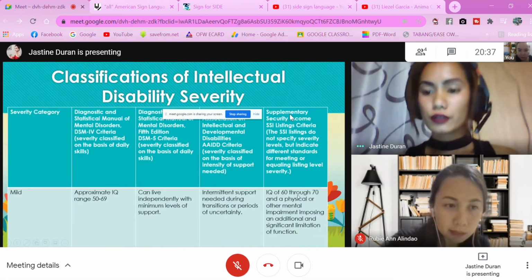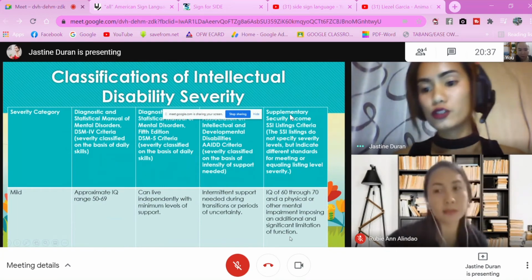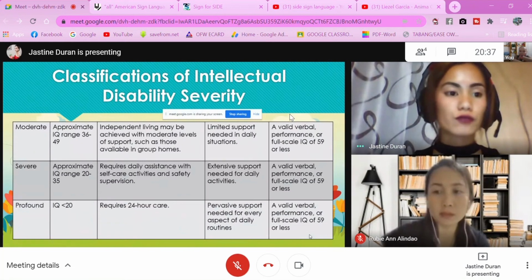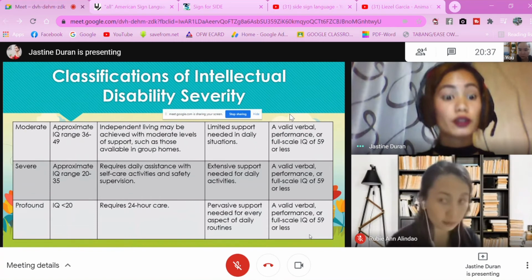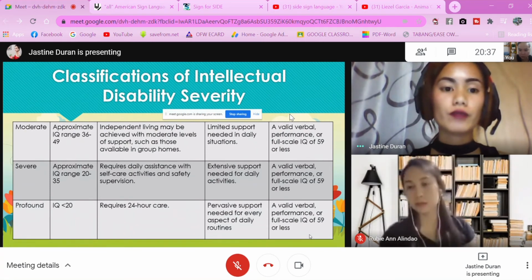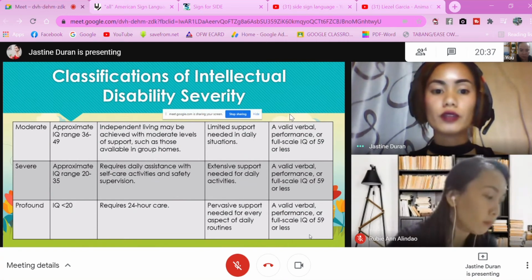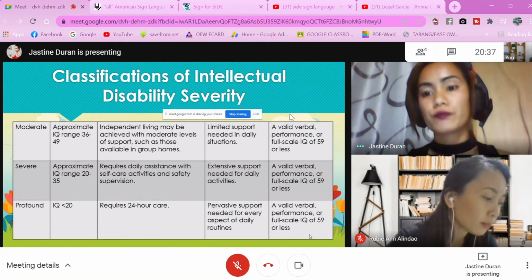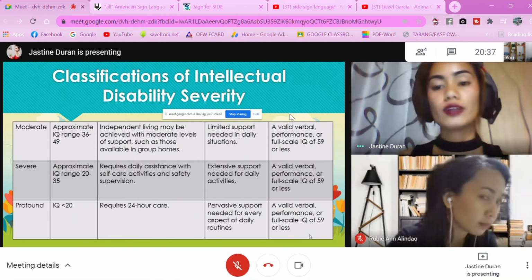IQ of 60 through 70 and a physical or other mental impairment imposing an additional and significant limitation of function. The next, for moderate, approximate IQ range is 36 to 49. Then independent living may be achieved with moderate levels of support, such as those available in group homes. Then limited support needed in daily situations. A valid verbal performance or full scale IQ of 59 or less.